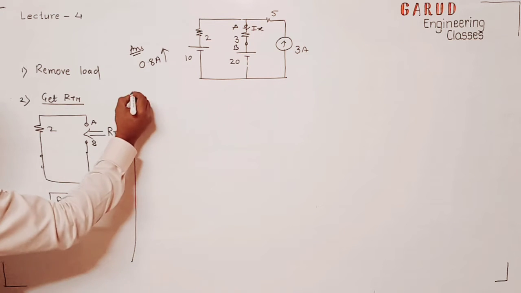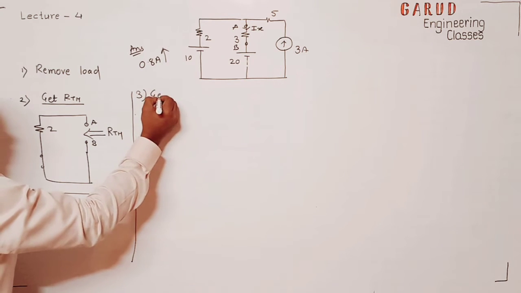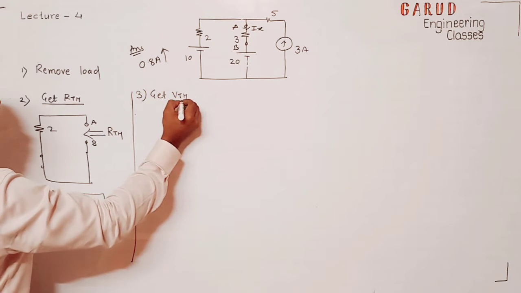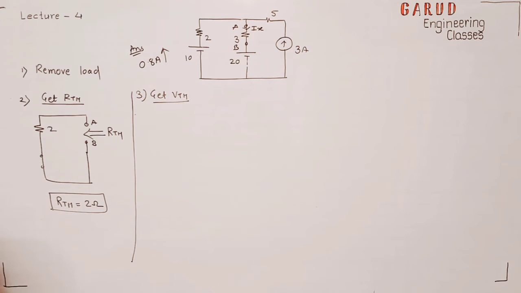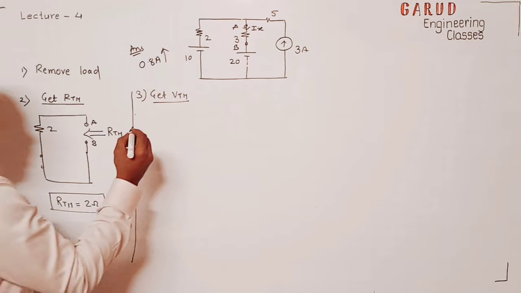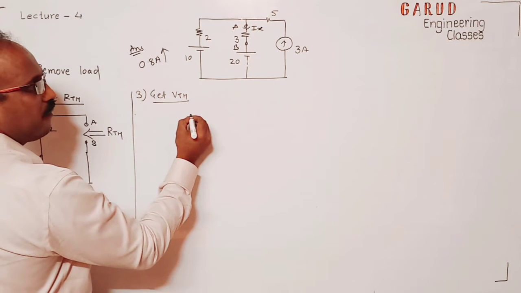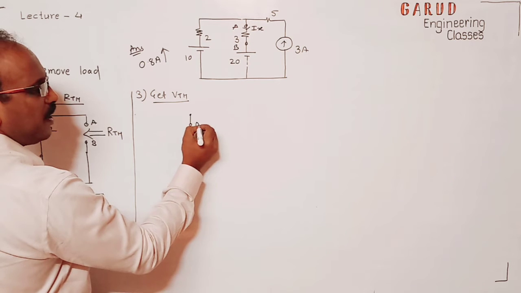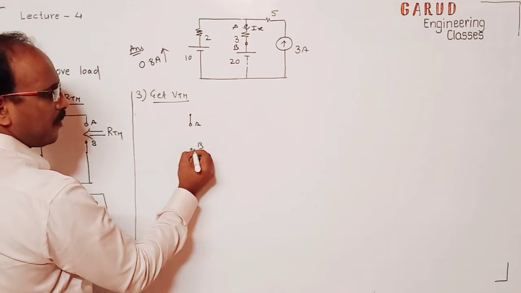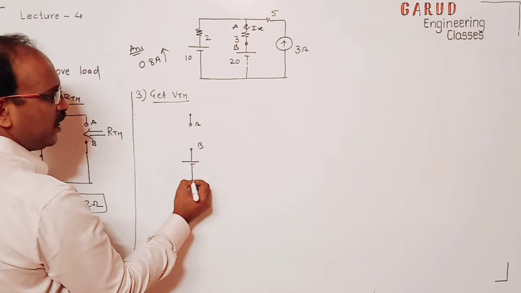Now thing is what? Third, we want to get VTH. So again we have to remove the load. I mark here A and B. Reconnect all energy sources.